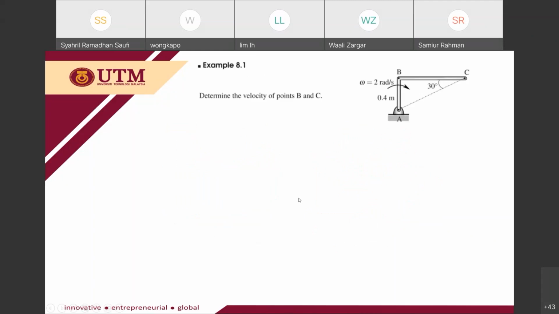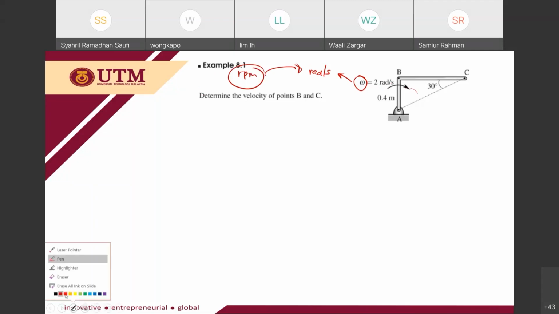So this is example 8.1. Determine the velocity of points B and C. You have omega equal to 2 radian per second. One more thing: your omega should be in radian per second. If you are given RPM, then you need to change it to radian per second. The angular velocity is rotating clockwise.